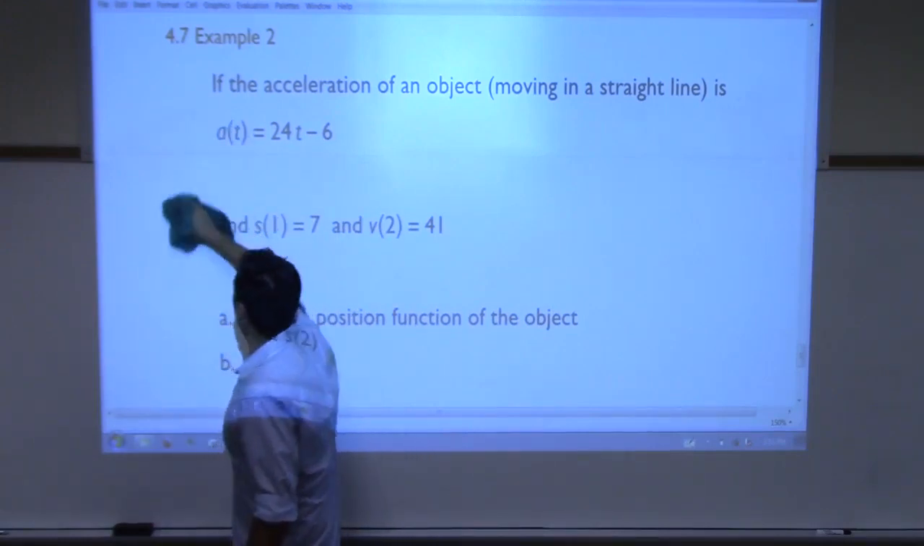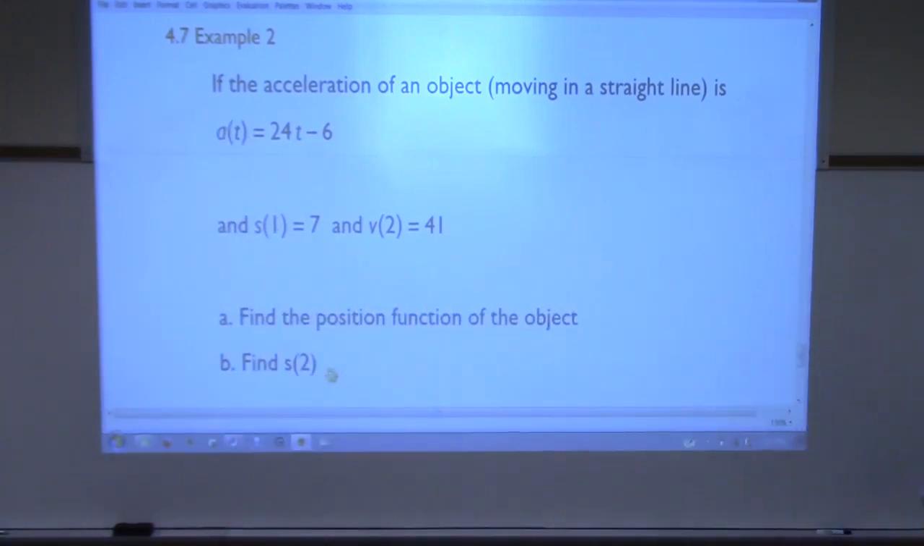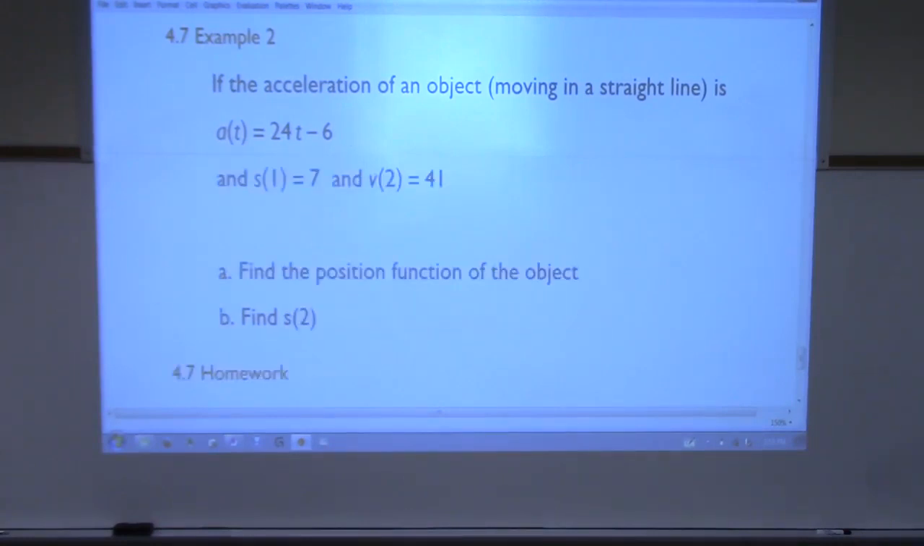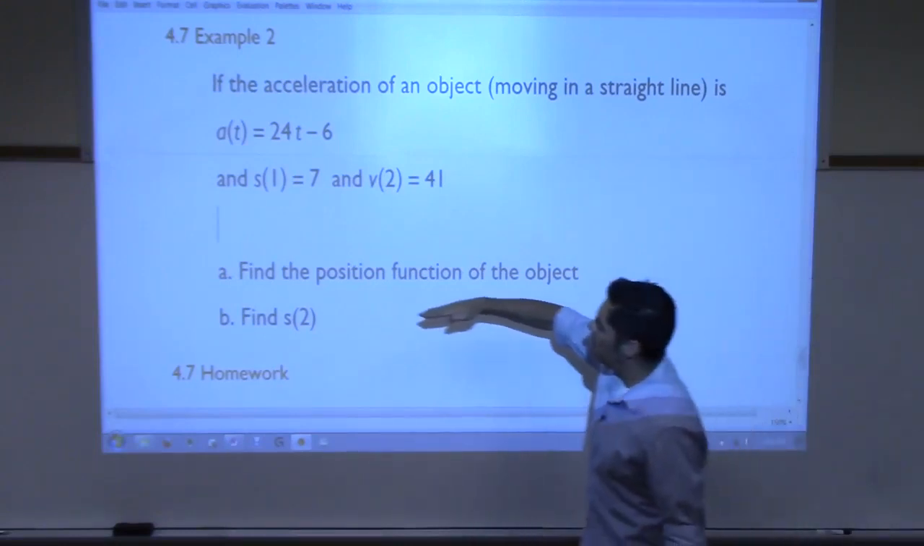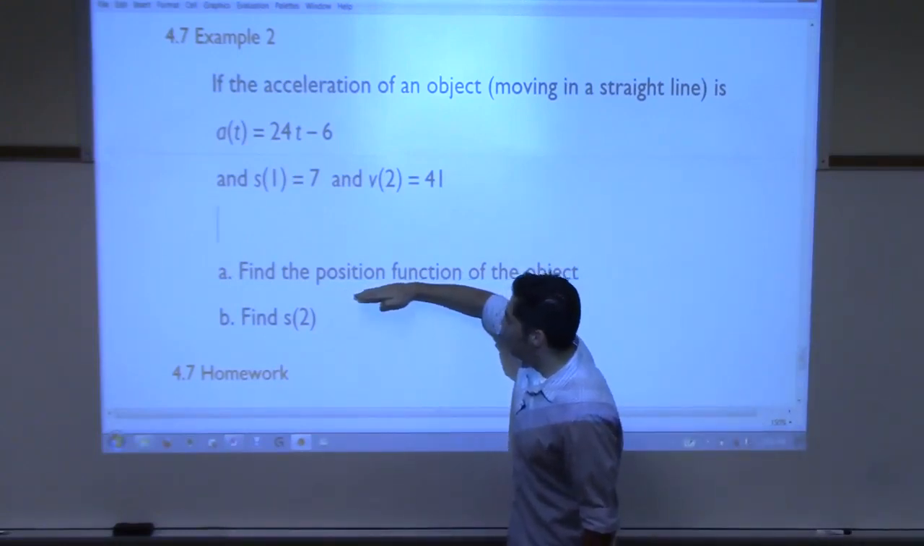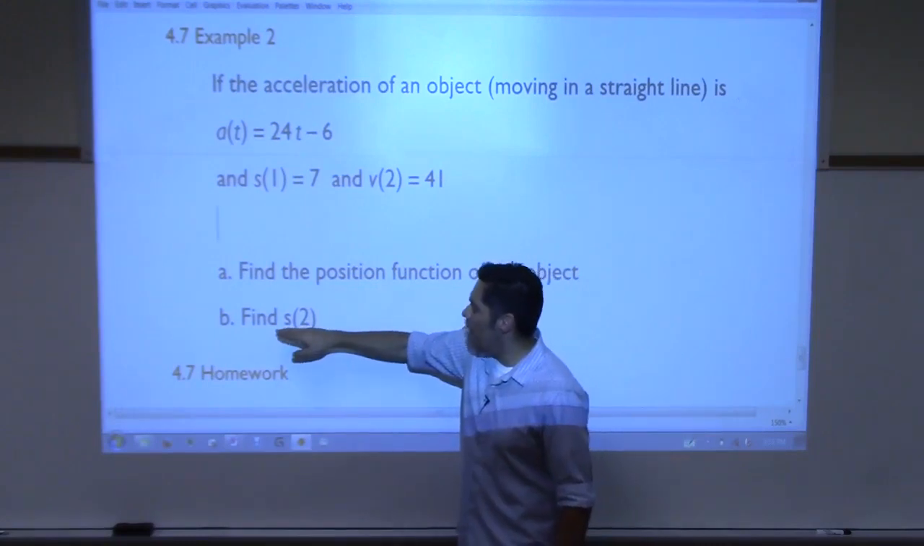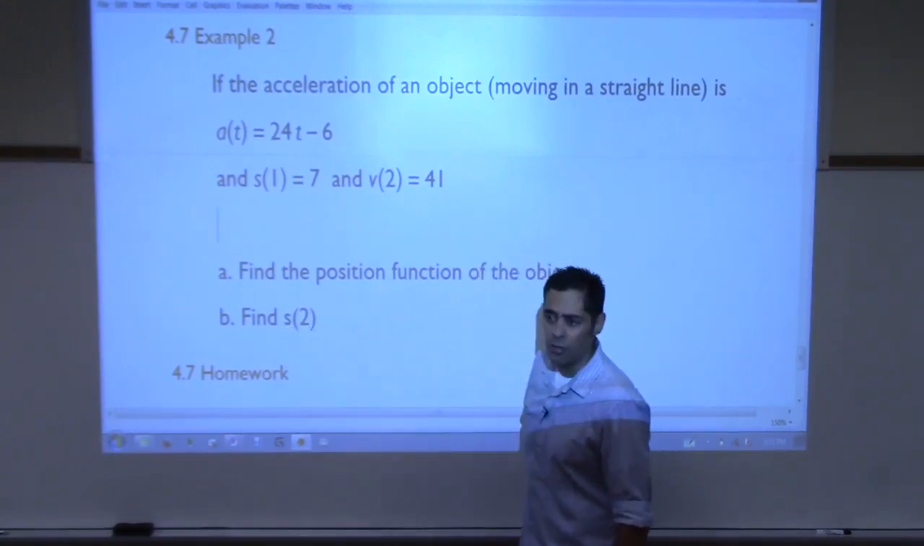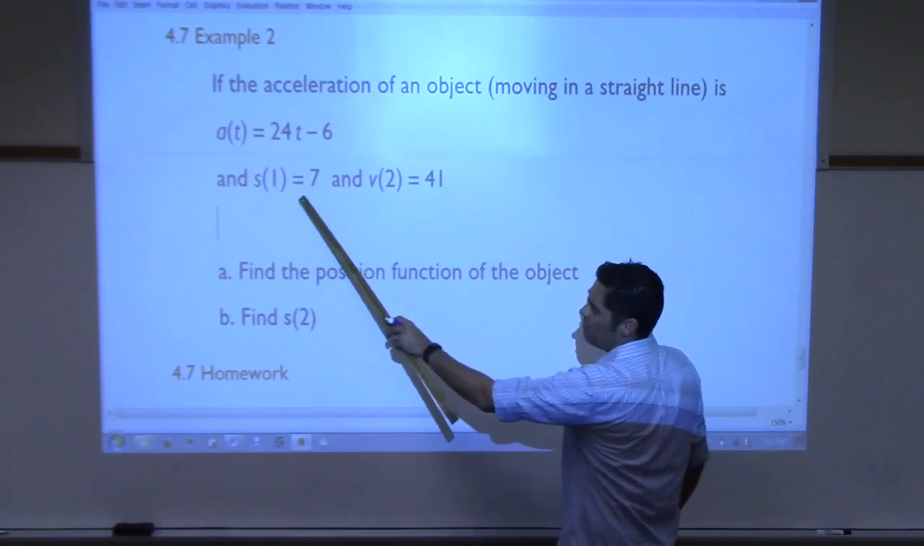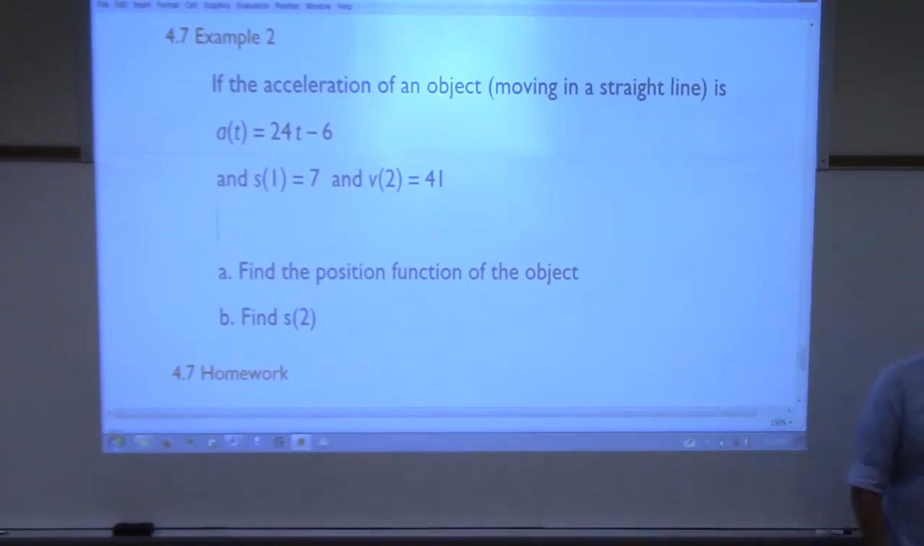All right, so let's start out with just first finding the antiderivative. We want to find the position function. Once we find the position function, we want to know the actual position of the object at time 2. We know the position of the object at time 1, but we want the position at time 2. So here we go.